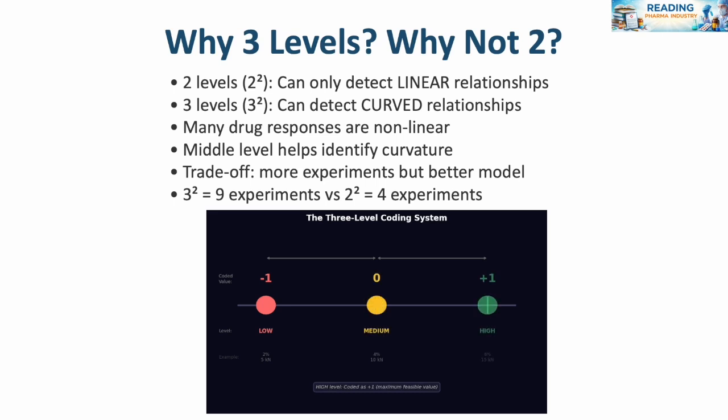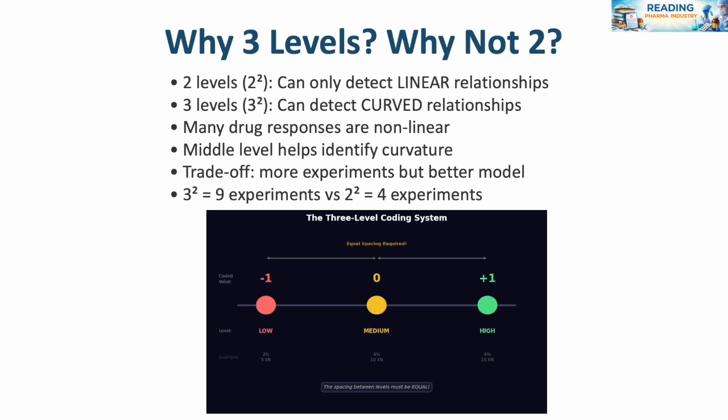So you might be wondering why we use 3 levels, why not just 2, for example, high and low. It's a good question to ask or think about. The answer is to do with the shape of the relationship between your variables. With just two levels, you can only draw a straight line between your points, so you can detect linear relationships. So when doubling the input, that doubles the output.